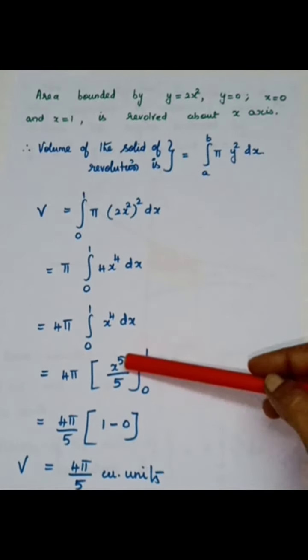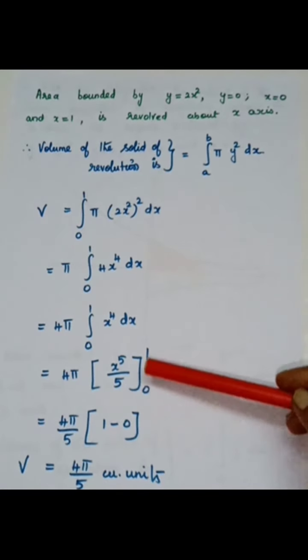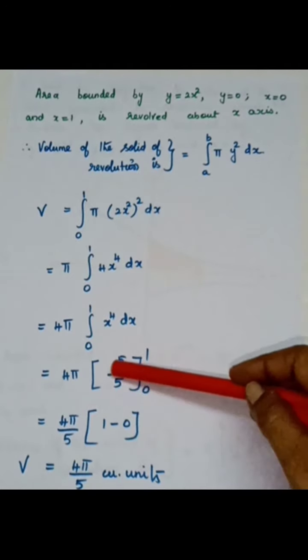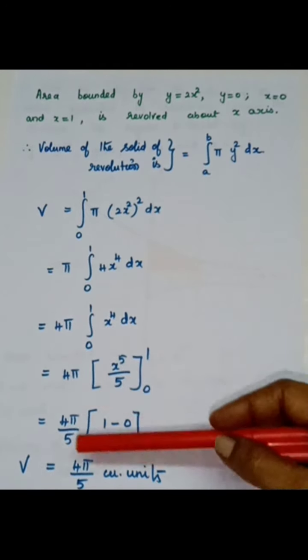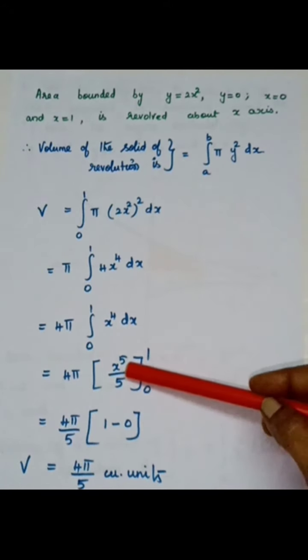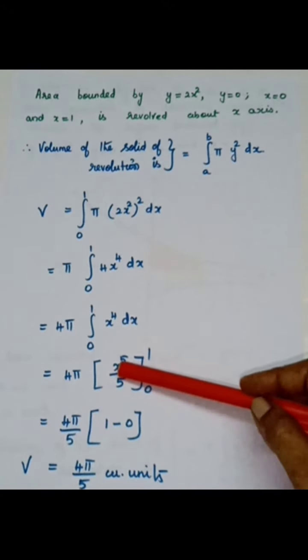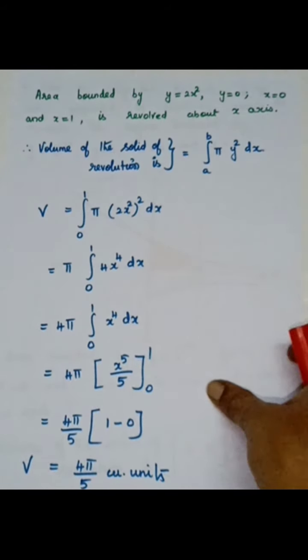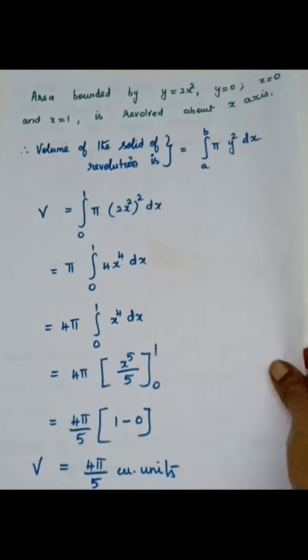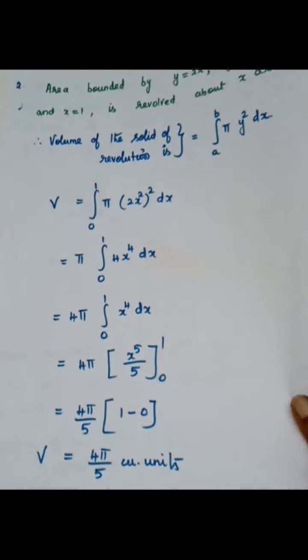If you integrate, it is x power 5 by 5 and the limits vary from 0 to 1. The 5 is also taken out, so here you will have only x power 5. Apply the upper limit: 1 power 5 is 1, minus 0. So the volume of the solid of revolution about the x-axis is 4 pi by 5.